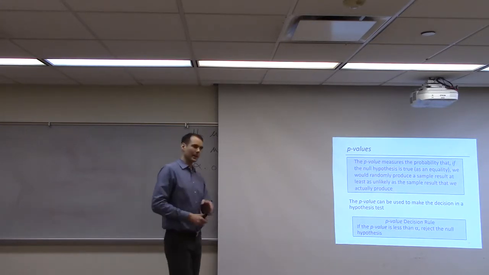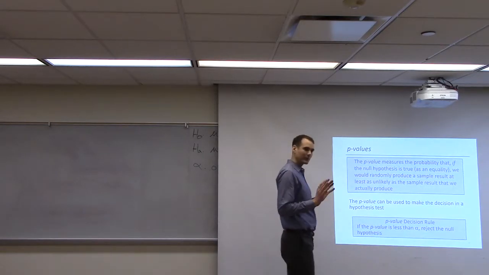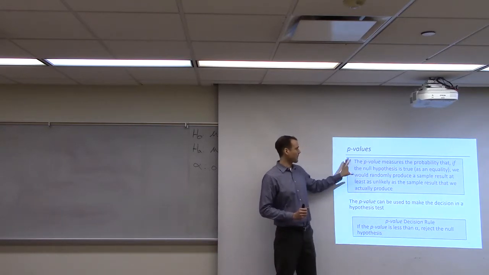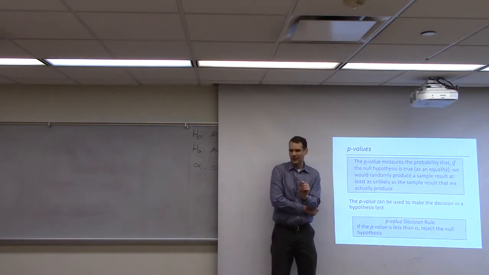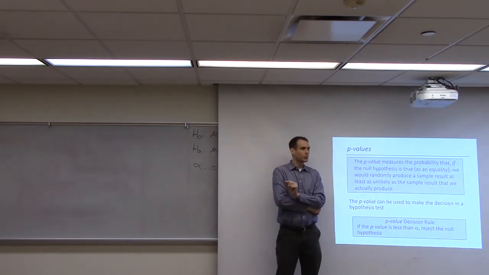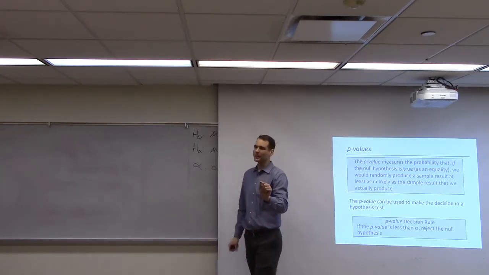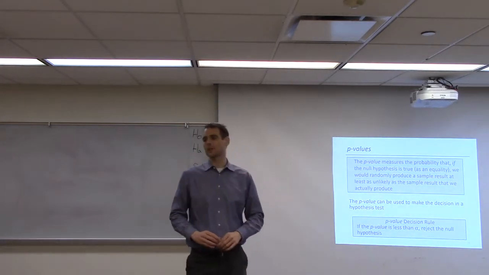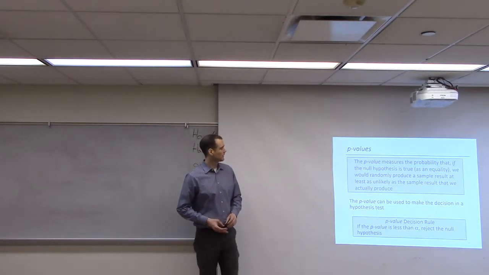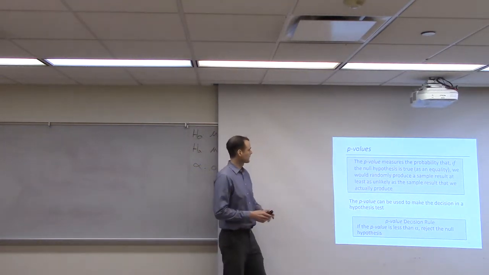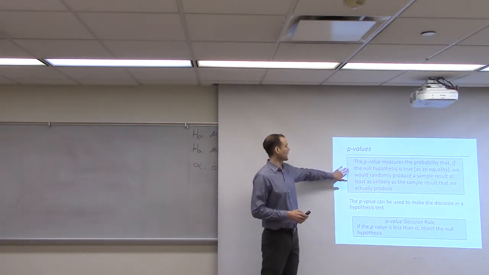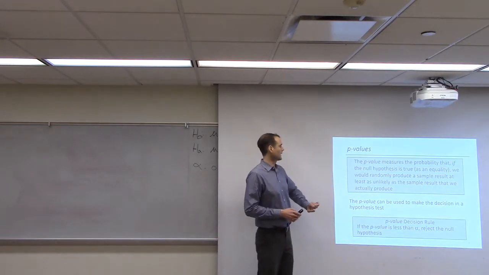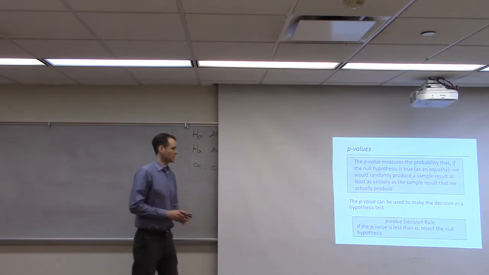So we set up a significance level, we set up rejection regions, and after we've done that and in fact made our decision, we can be a little more exact. We can go and find the p-value, which is the exact probability of that particular outcome. In our realtor example, we found that exact probability was 3.29%. That's the percentage chance that the realtor is telling the truth. It measures the probability that if the null hypothesis is true, we would randomly produce sample results at least as unlikely as the sample result that we actually produce.